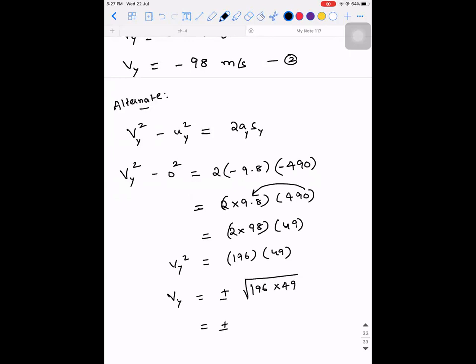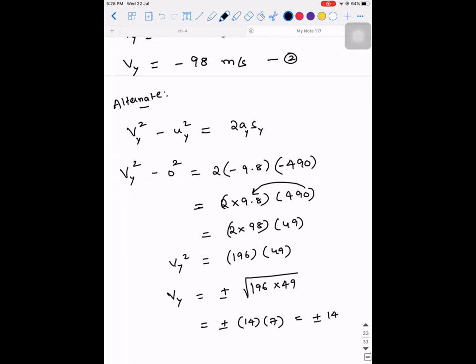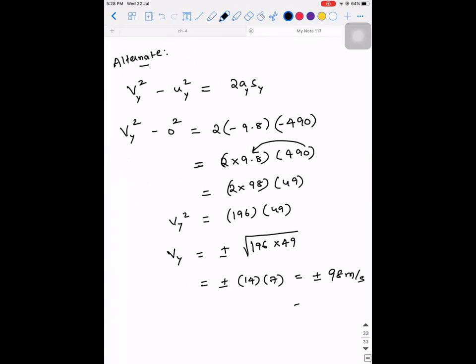Are you guys able to understand? So plus or minus, square root of 196 is 14, square root of 49 is 7, and 14 into 7 is 98. The same answer. But here you need to choose the direction. So out of plus or minus, what will you consider? Minus 98, because you know it is going to go in the downward direction. So you'll still get the same answer.